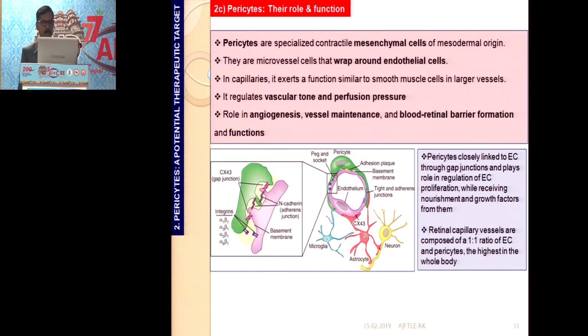Pericytes are specialized contractile mesenchymal cells, which means they have a stem cell progenitor property. They have a role in angiogenesis, vessel maintenance, as well as in blood-retinal barrier formation and function. When you look at pericyte and endothelial cell association, the retina is the only tissue having a 1:1 ratio, whereas other macrovascular tissues have about 1:4 to 1:100. This number describes the importance of pericytes. So when pericyte loss happens, ultimately it is going to affect the entire system.